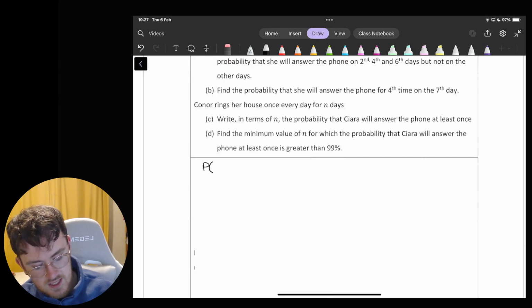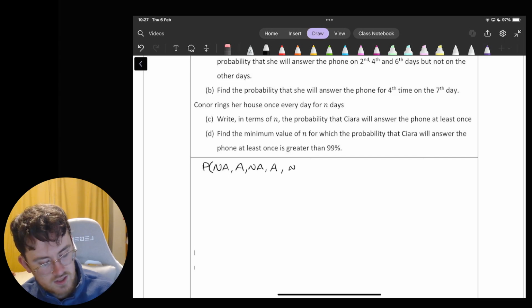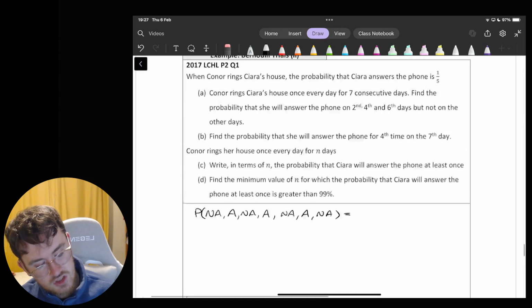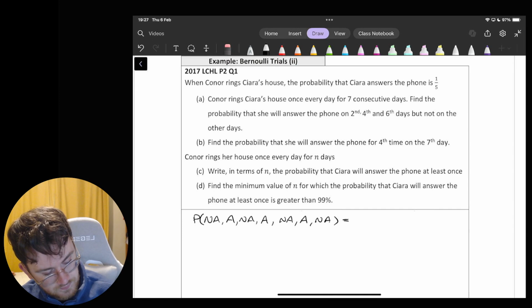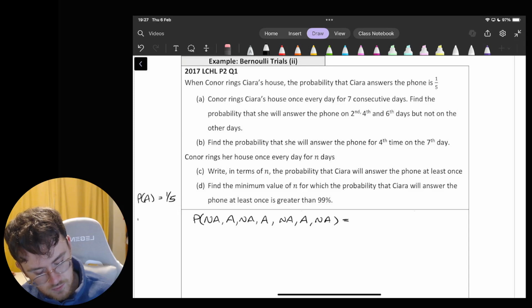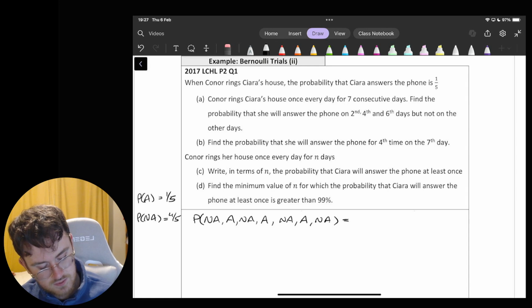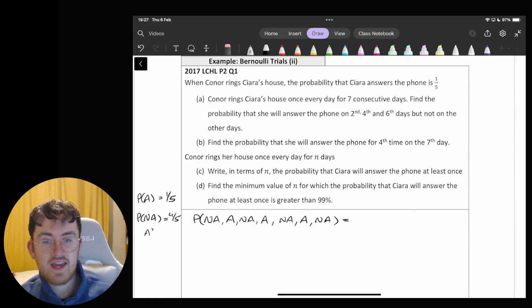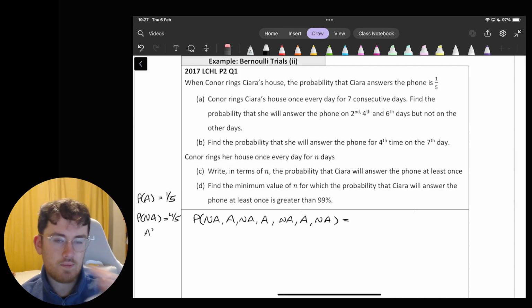So we're basically saying we want her to not answer. We then want her to answer, then not answer on the 3rd day, answer on the 4th day, not answer on the 5th day, answer on the 6th day, and then not answer on the 7th day. So the probability that she answers is 1/5, which means the probability that she does not answer is 4/5. Okay, and instead of NA, we could use our A complement there instead. So the opposite of A.